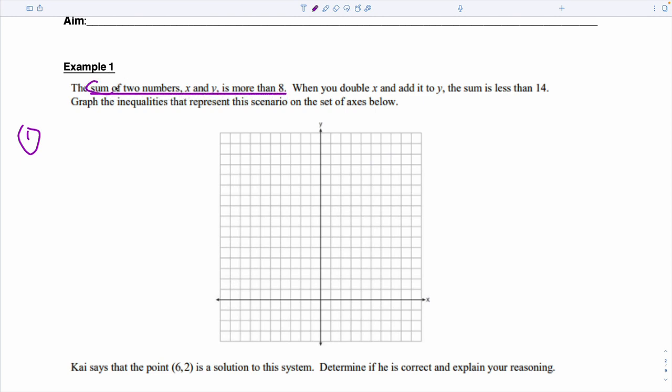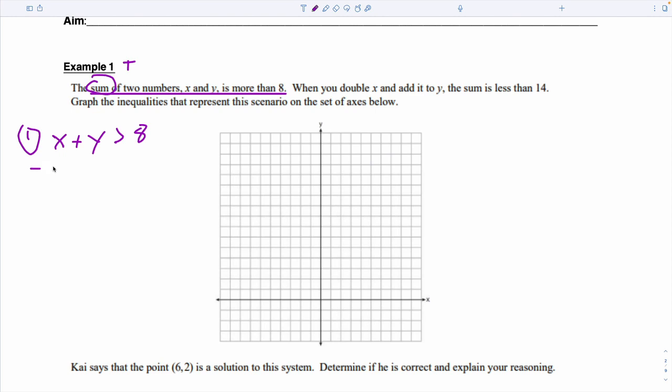If they say sum, what are they telling me to do? Math term that means, Addison? Combine together? Yeah, which is like adding them. So let's add two numbers, x and y, and they say it's more than 8. That's your first inequality, and they told you kind of their language of how to get there.